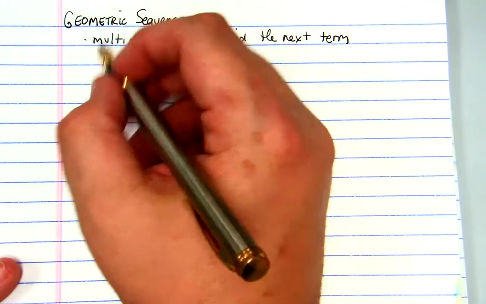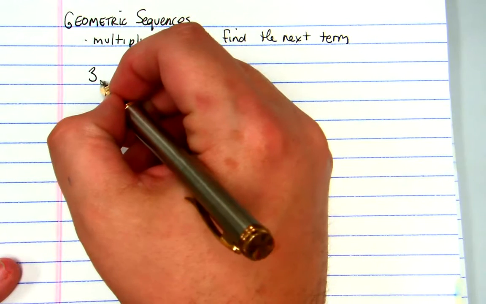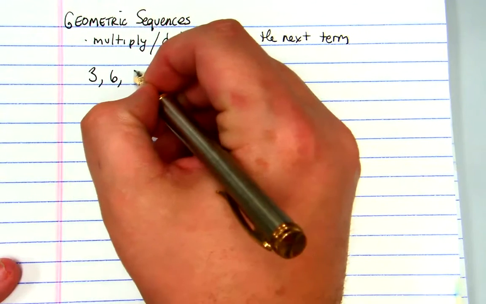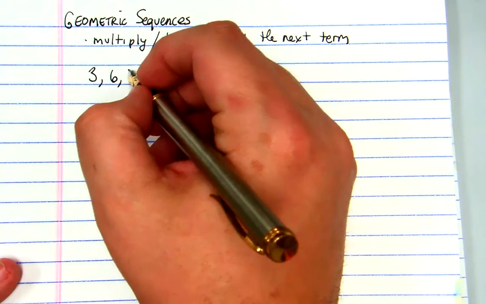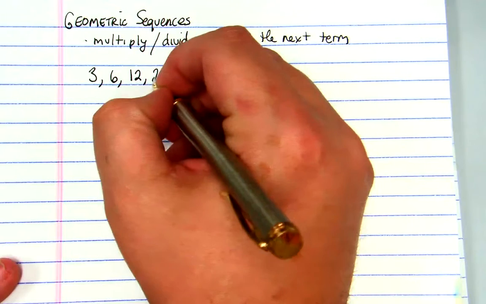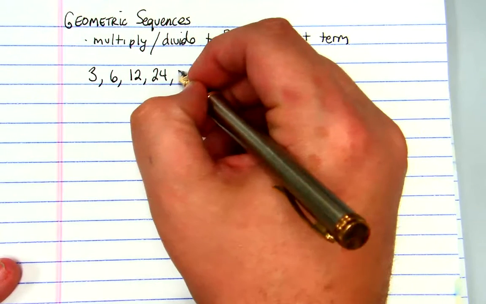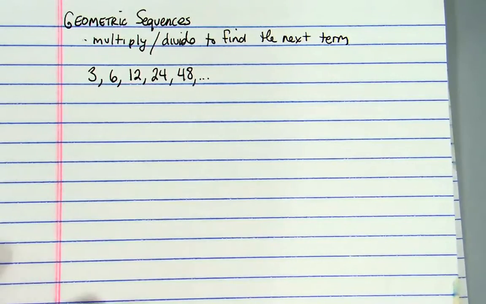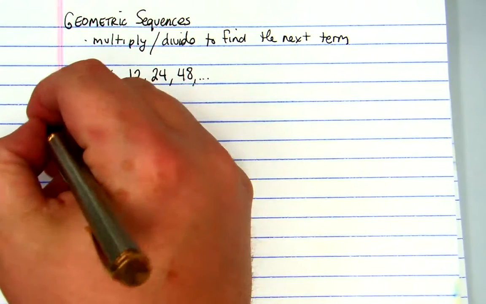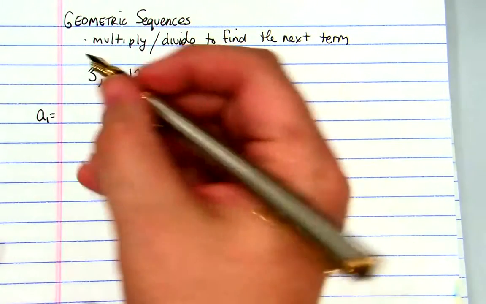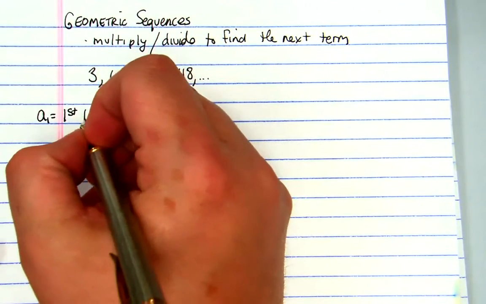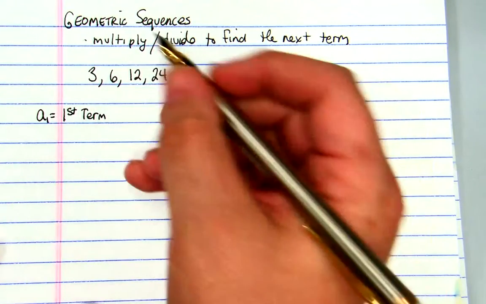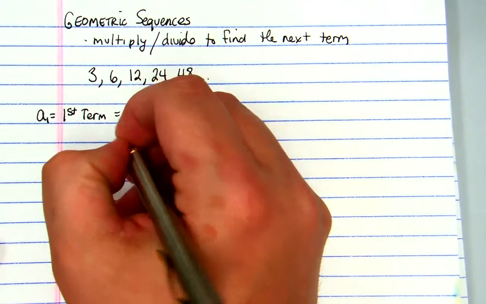Now, for example, let's say we have 3, 6, 12, 24, 48, etc. Now, we're still going to get a sub 1. That's going to be your first term. And in this case, it's a 3.